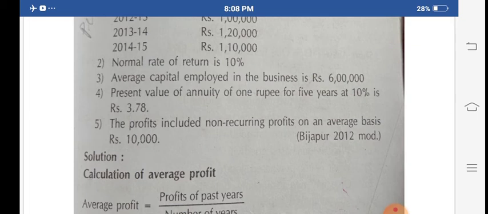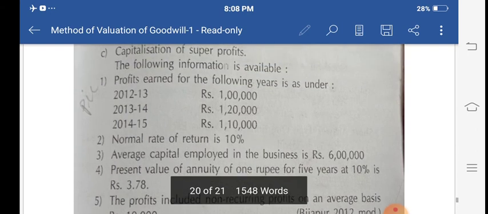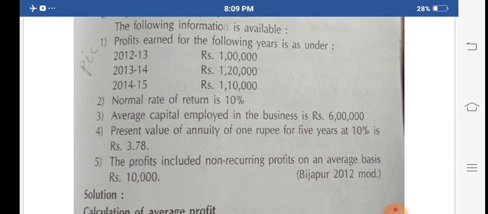We already solved all the methods problems, so just try to solve this one. Only one thing is different: the fifth point, the profits include non-recurring profits on average basis rupees 10,000. After ascertaining the total past years' profits divided by number of years, you will get the average profit, and from that average profit you have to subtract this 10,000. You will get the total average profit as rupees 1 lakh.